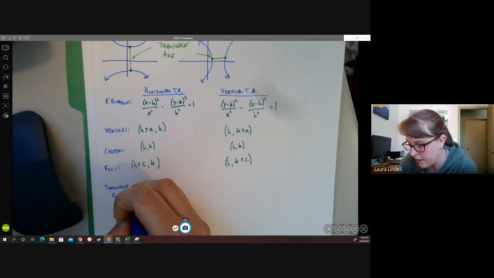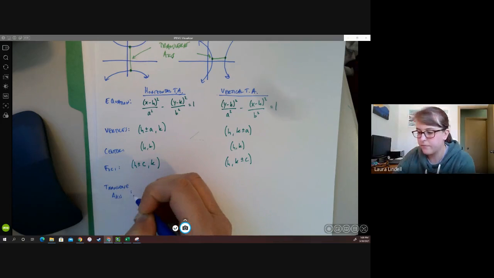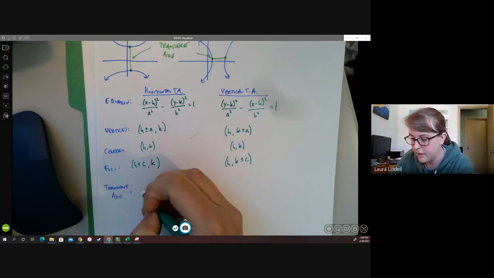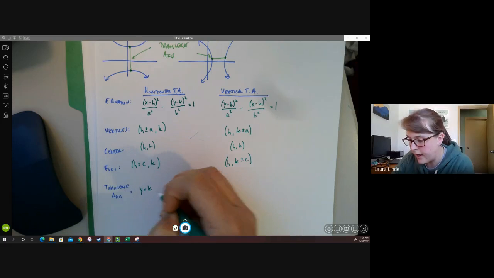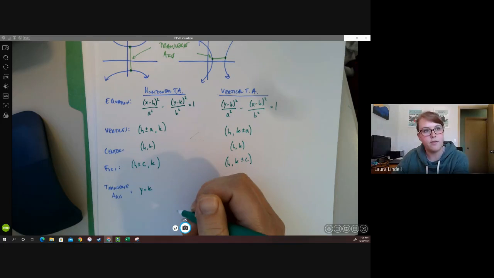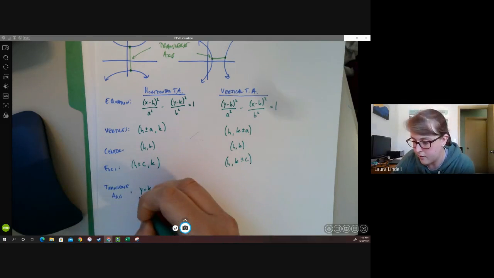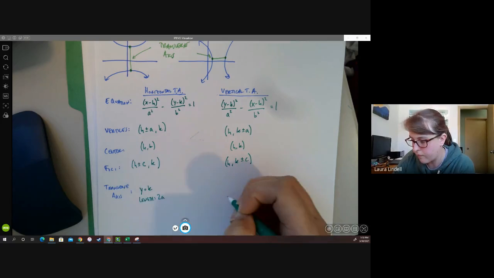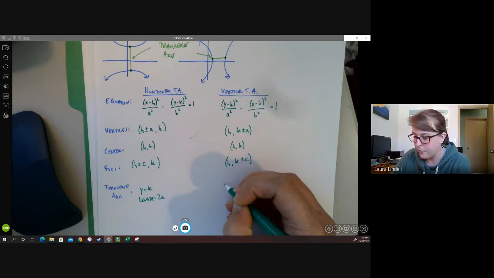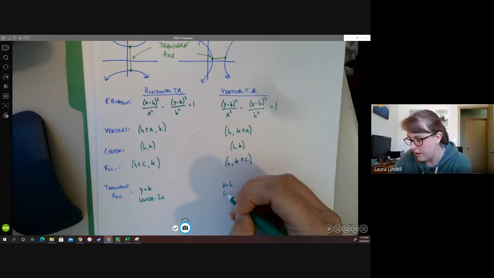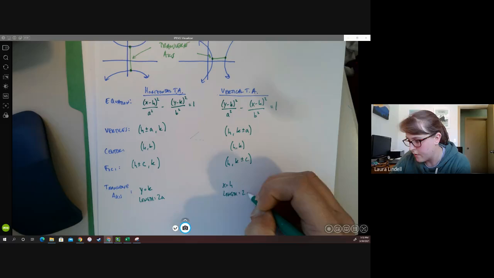The transverse axis. So the axis itself is y equals k. The length of the transverse axis is 2a. And then for this one, it would be x equals h, and the length is still 2a.